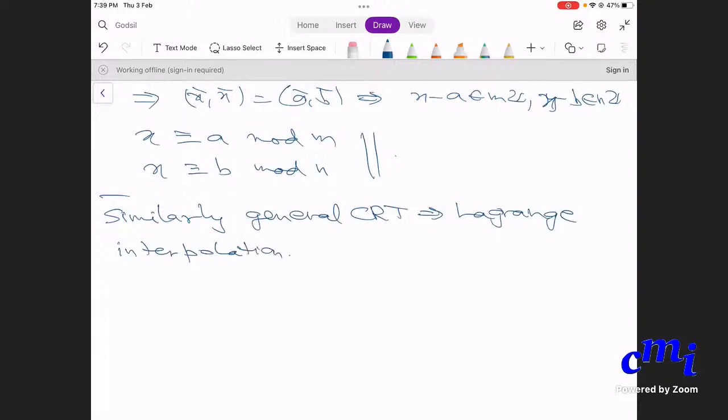So how does the general CRT imply Lagrange interpolation? So what do we do in Lagrange interpolation? We are given points x1, y1, x2, y2, up to xk, yk, and we want a polynomial whose graph passes through all these points. A polynomial of degree at most k minus 1, whose graph passes through all these points. That's what we want.